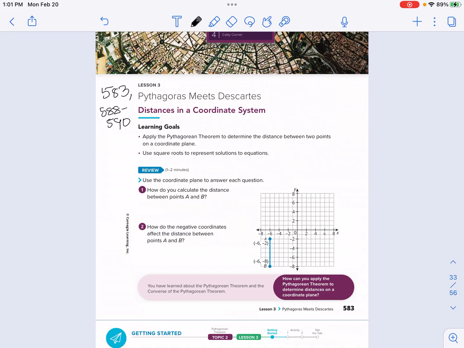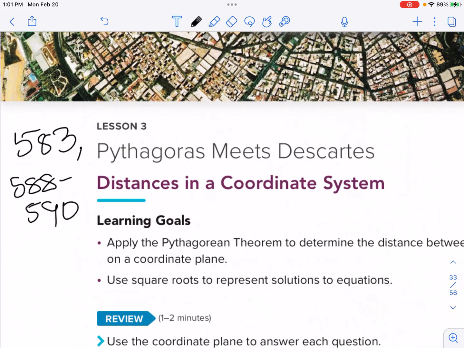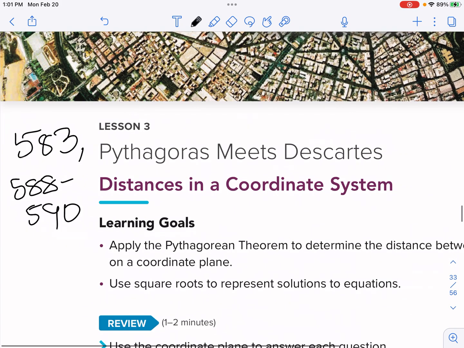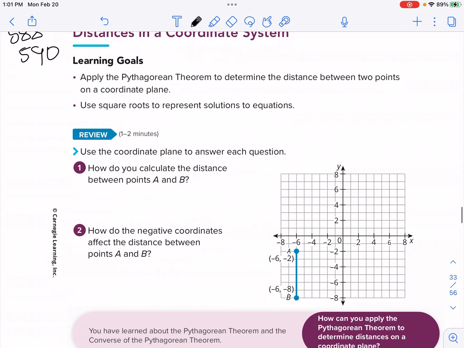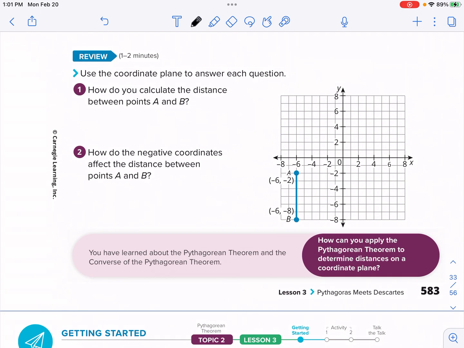All right, we're starting on page 583. We're going to be skipping quite a few pages because we're going to be jumping to 588 and then 590. So this is finishing up the third lesson in Module 4, Topic 2. Pretty much it's using the Pythagorean theorem, but on a coordinate plane. So let's start on our warm-up on 583.